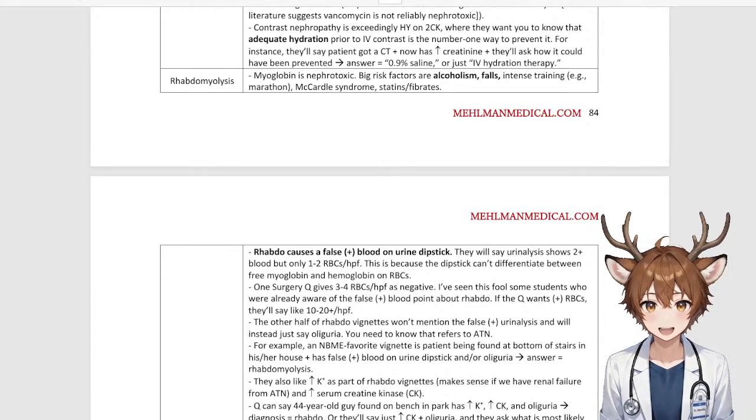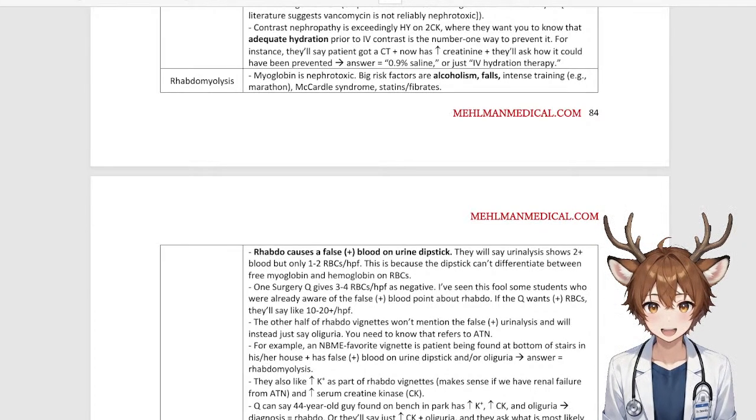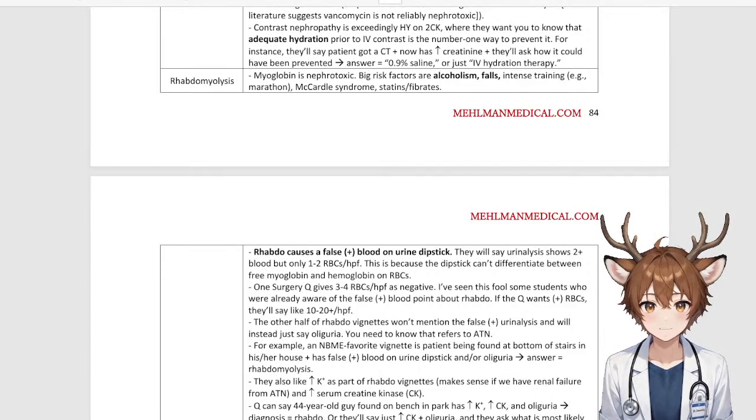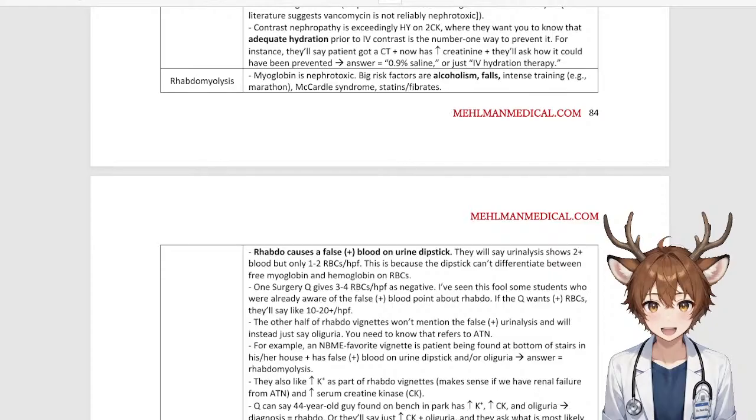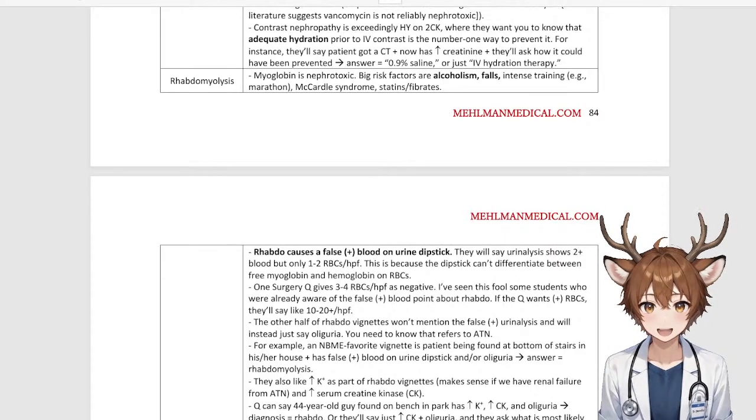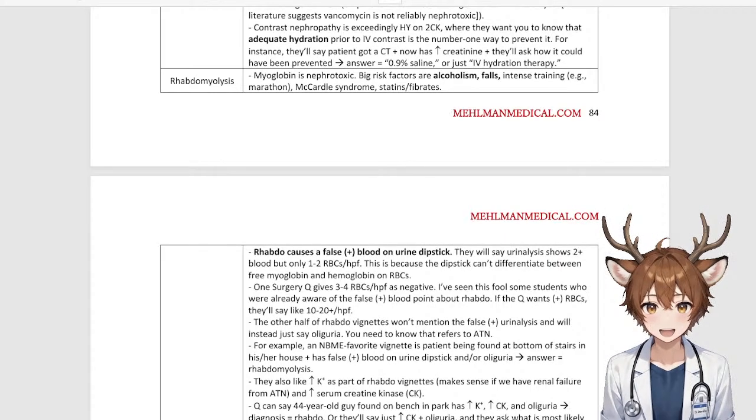Question can say that the 44-year-old guy found on the bench in a park has an elevated potassium, elevated CK, and oliguria. Diagnosis should be rhabdo, or they'll just say that the elevated CK plus oliguria, and they'll ask you what is the most likely to be seen in this guy. The answer is elevated potassium.